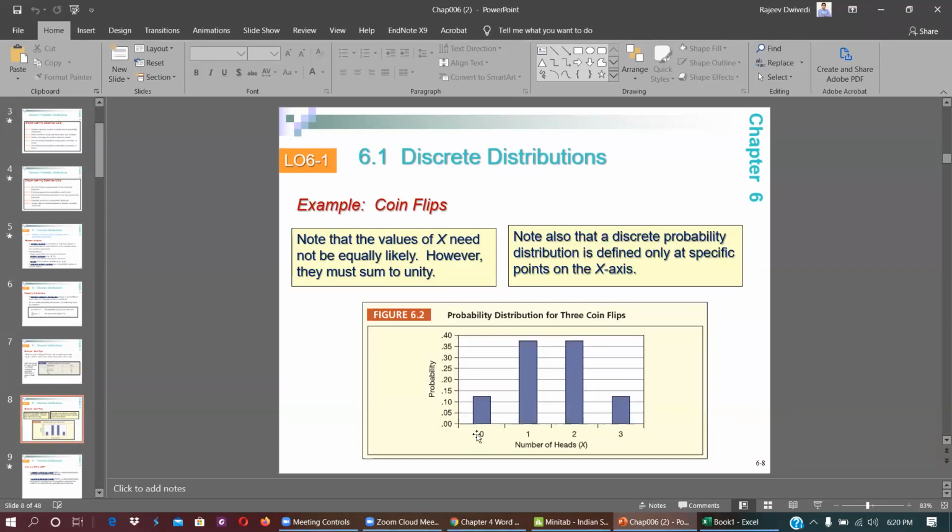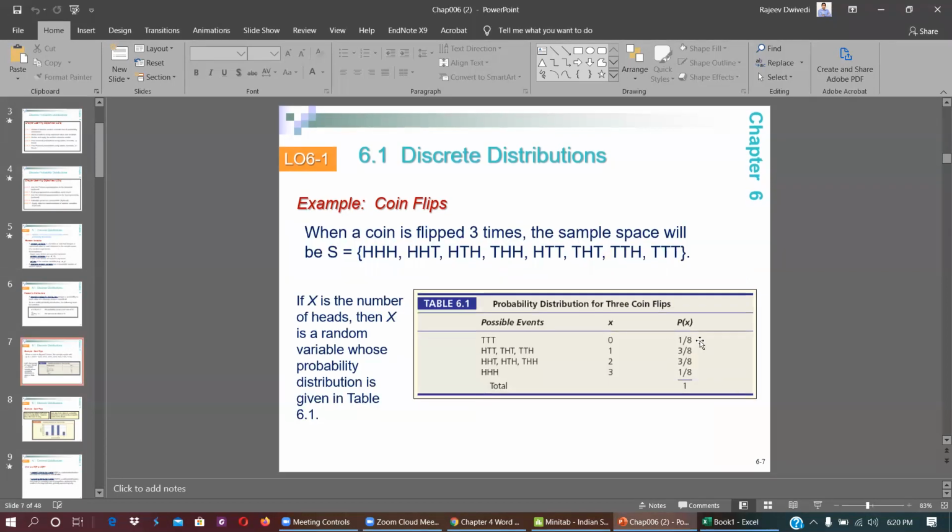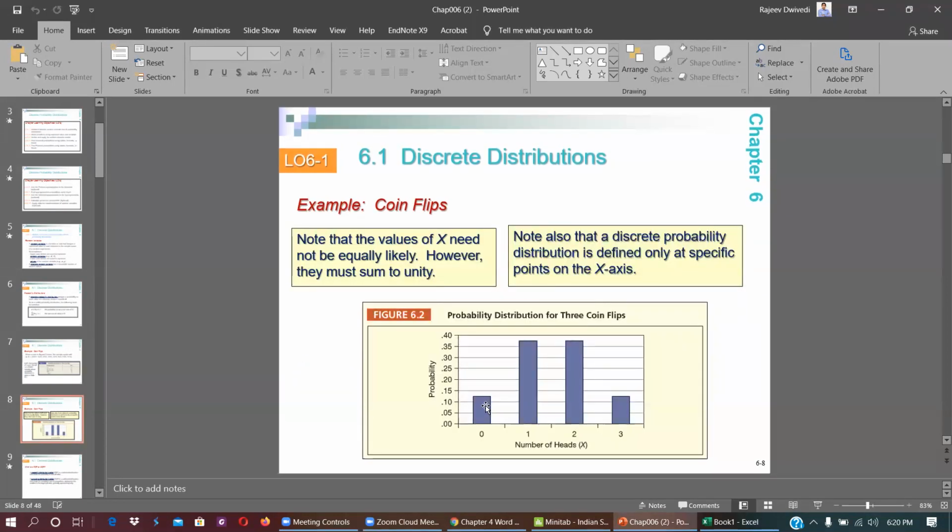Can you see now, for 0 heads, what is the probability? 1 time, 1 out of 8, which is 12.5%. What about this? 1 head, 37.5%; 2 heads, 37.5%; 3 heads, again 12.5%. Is it clear to everyone? So this is called a probability distribution.